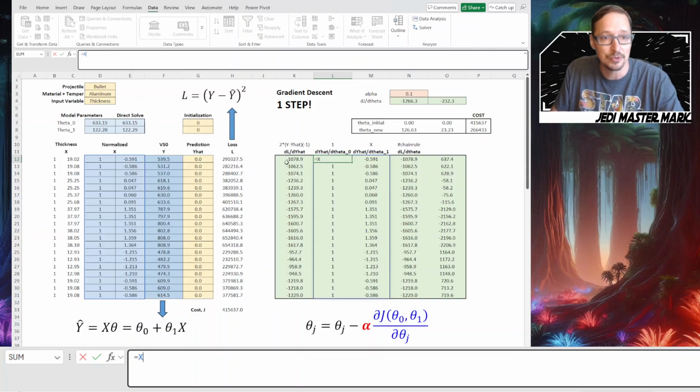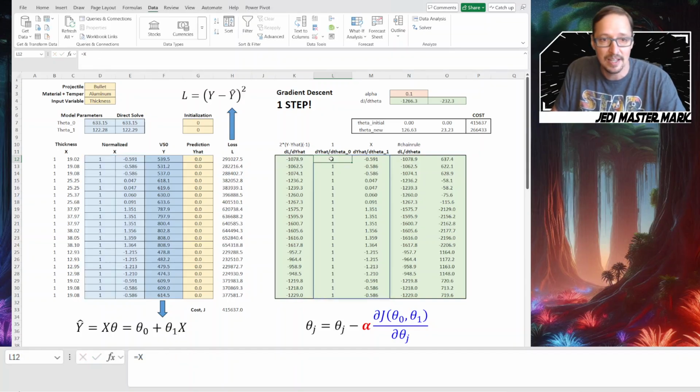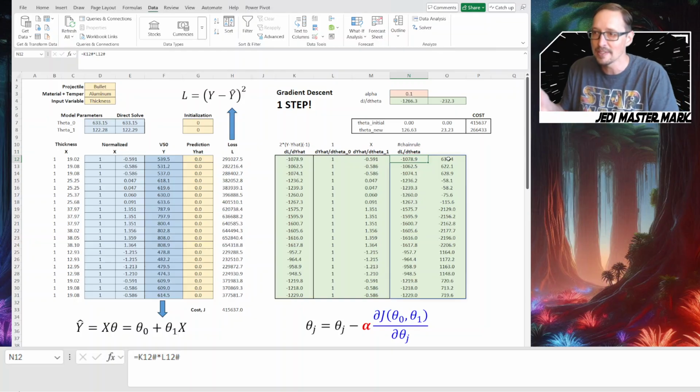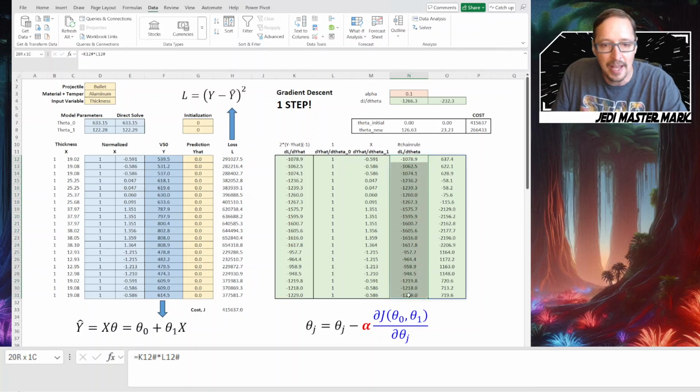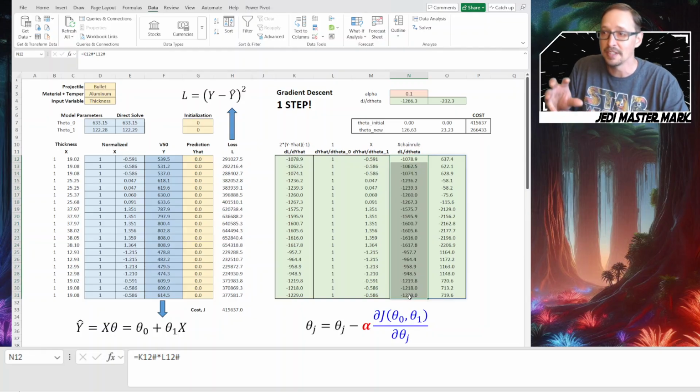So now you have the derivative of the loss, and you have the derivative of y hat with respect to these model parameters. If you multiply those together, for each one of these rows, you're going to get the derivative of the loss function with respect to the model parameters theta. And then from there, what we want to do is average each one of these columns to get the derivative of the cost function with respect to theta.